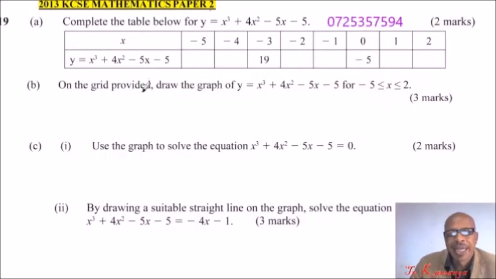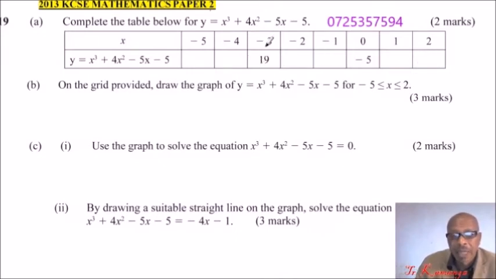This is question number 19, 2013 KCSE Mathematics Paper 2. We are told to complete the table below for y equals x cubed plus 4x squared minus 5x minus 5. This you covered in Form 3 and Form 4, under graphical methods. Here we have been given a table, the value of x, and the function y equals x cubed plus 4x squared minus 5x minus 5. You are supposed to fill in the missing gaps here.